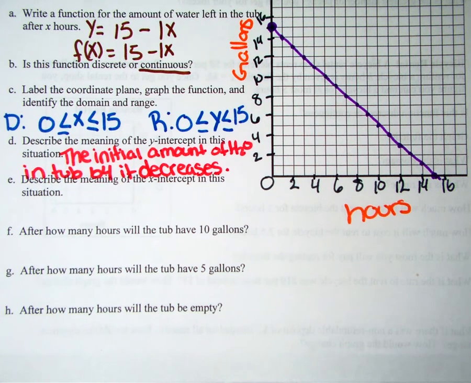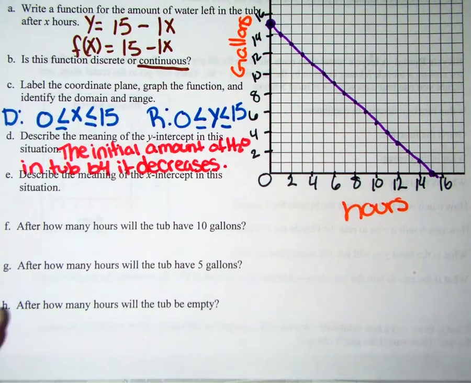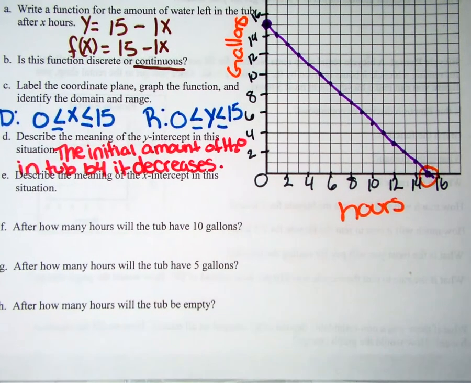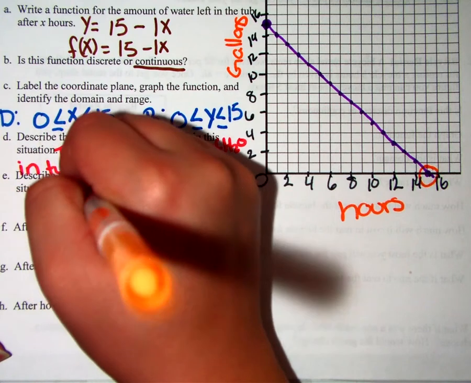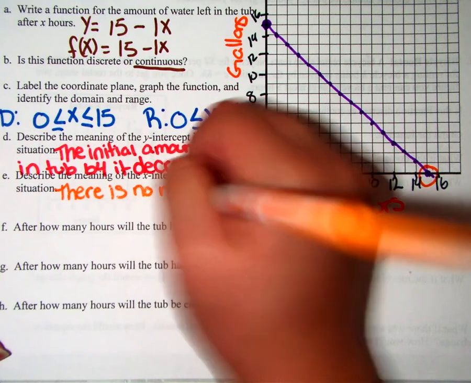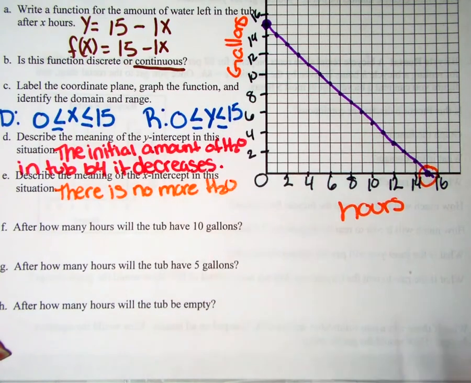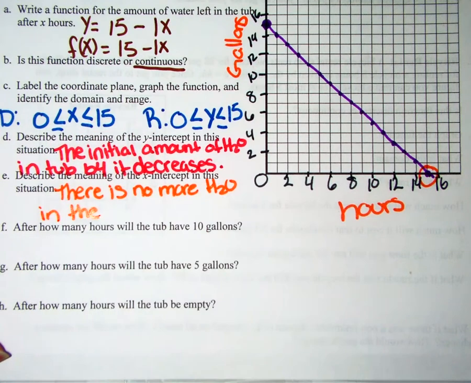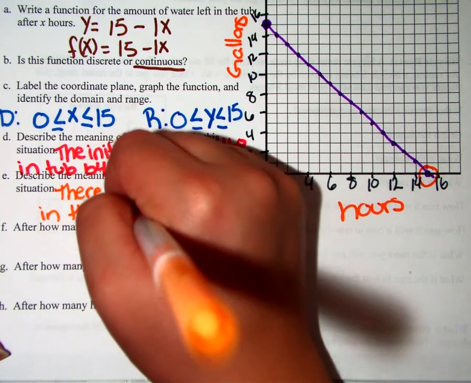Alright, so the next part says to describe the meaning of the x-intercept in this equation. So, if we're talking about this one right here, what happens at that point? What is going on? It's going to be completely empty. There's no more water in the tank. So, we're going to write that. There is no more water. I'm going to put H2O for water in the, what was it, a tub? In the tub.